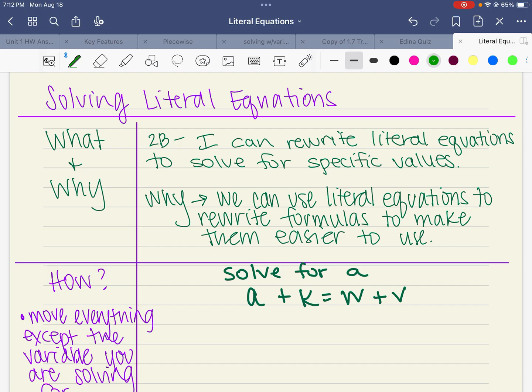So why do we need to do this? We use this a lot when we're trying to rewrite formulas to make them easier to solve for. Like in science, you might have a formula that converts Fahrenheit into Celsius, but it might be more convenient to have it convert Celsius into Fahrenheit. So then we would solve it for the other variable. So let's just practice it for the sake of practicing first, and then we'll look at a couple of formulas towards the end.